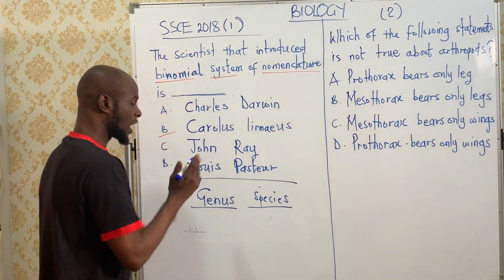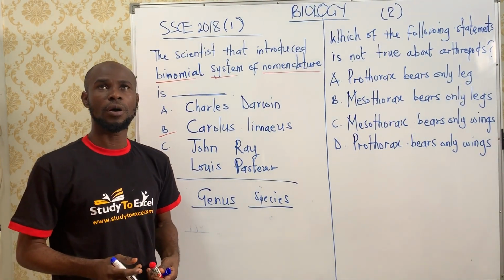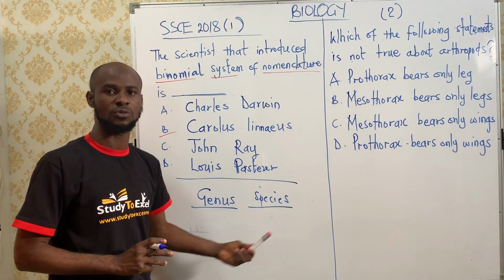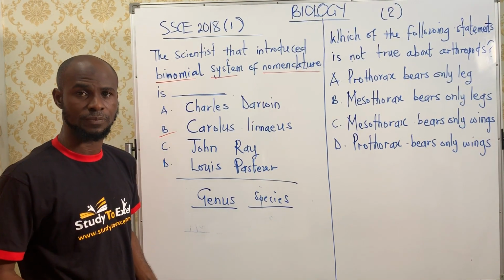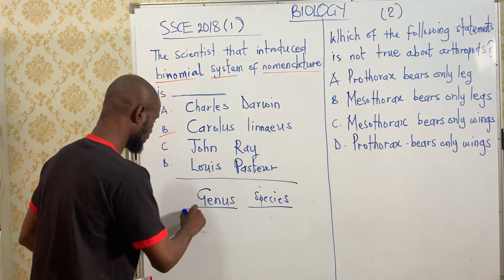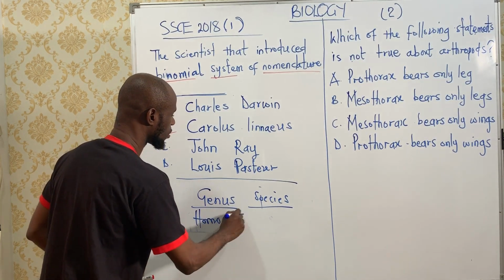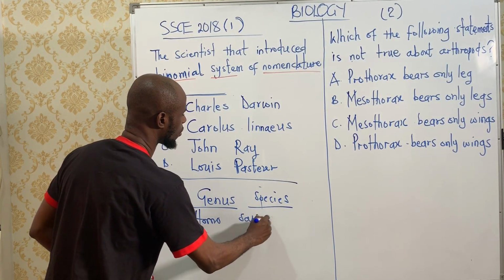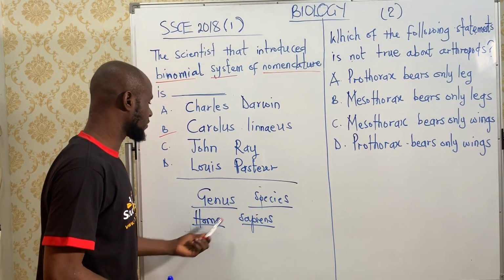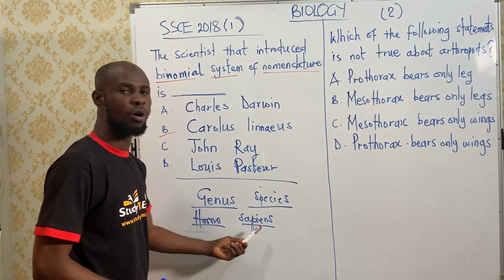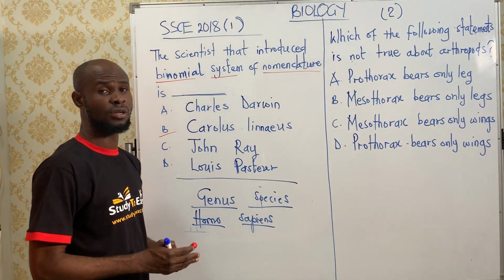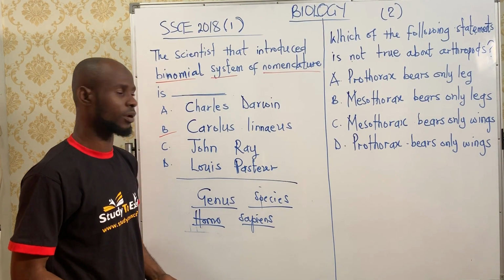Let's give an example of an organism, then we attach the genus name and the specific name to that particular organism. For example, human being has the name Homo sapien. When you combine both the generic name and the specific name, they form what is called the scientific name. Don't forget that Carolus Linnaeus is a Swedish biologist.